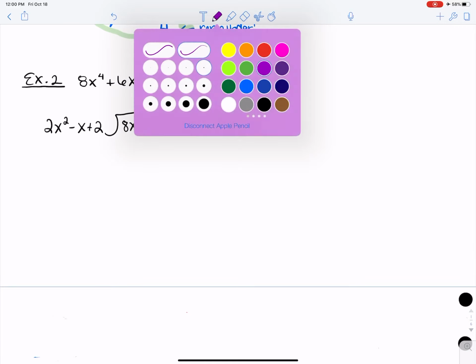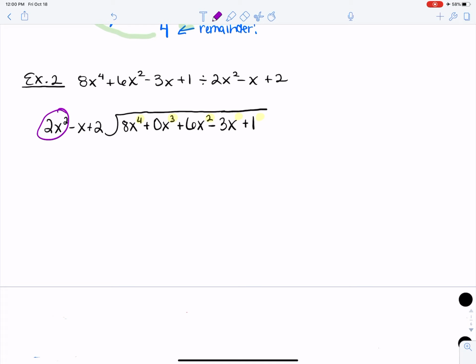Now let's divide. All right, how many times does 2x squared go into 8x to the 4th? So same little situation, got to equal 8x to the 4th. And so 2x squared times what is 8x to the 4th? Well, that's 2. No, not 2. 4x squared. Well, 4x squared has to go above the 4x squared column, or the quadratic column. And so it goes there, and now we multiply.